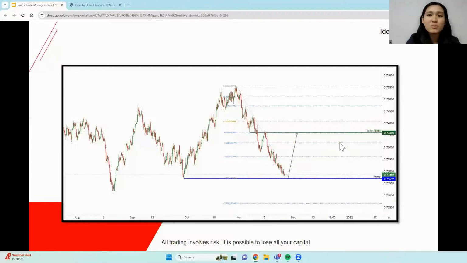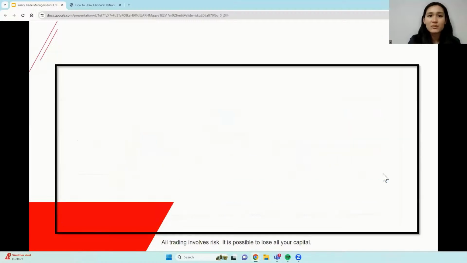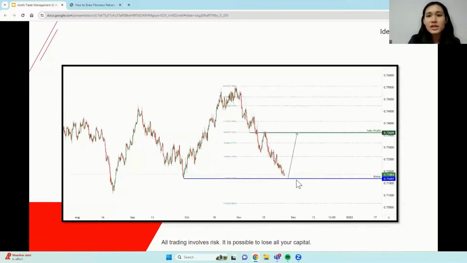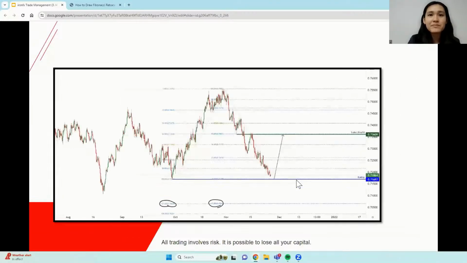So we've decided to place our take profit at that level, and we're expecting price to reverse off of our entry and head towards our take profit. Okay, so it's heading down towards our entry.